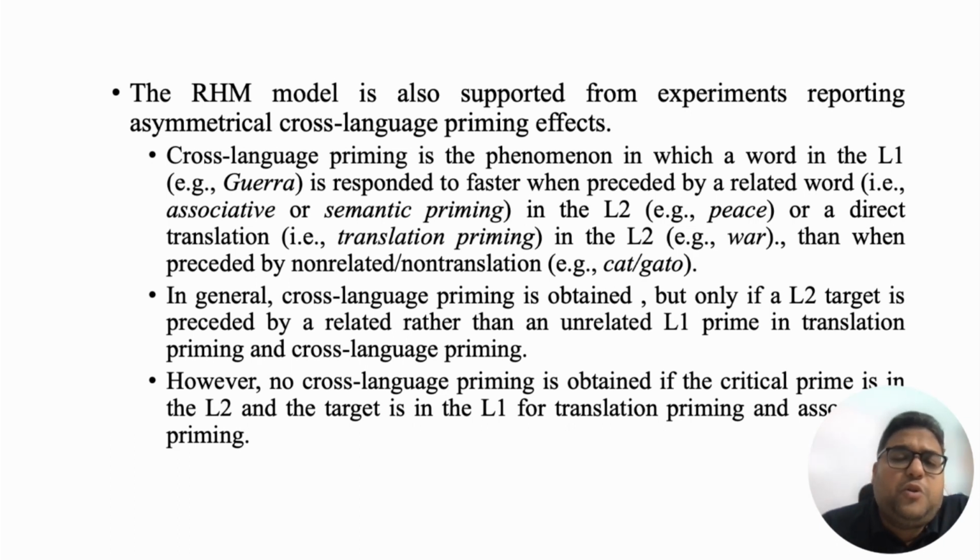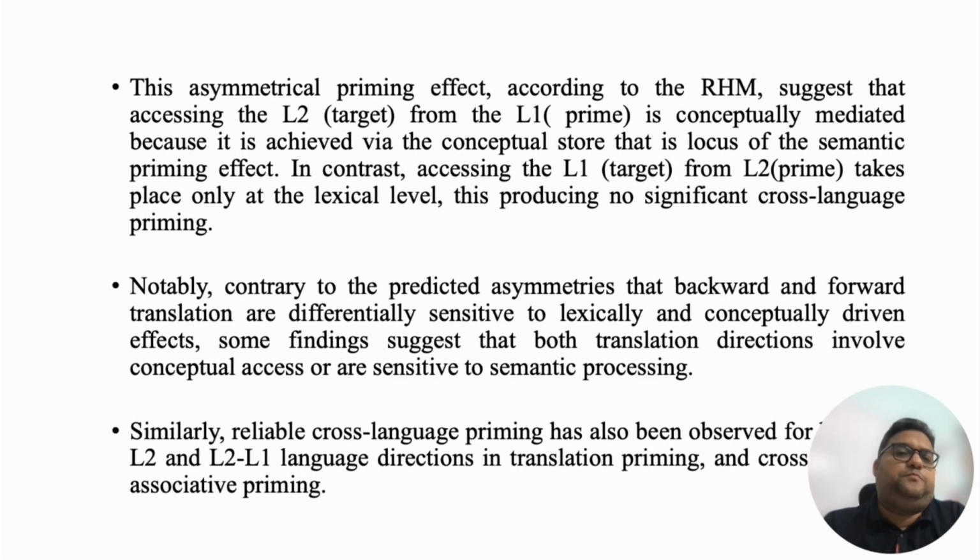Now, in general, cross-language priming is actually obtained, but only if the L2 target is preceded by a related rather than an unrelated L1 prime in translation priming and cross-language association priming. However, no cross-language priming is actually obtained if the critical prime is in the L2 and the target is in the L1, for translation priming and association priming. So you're basically seeing that this asymmetric priming effect is observed.